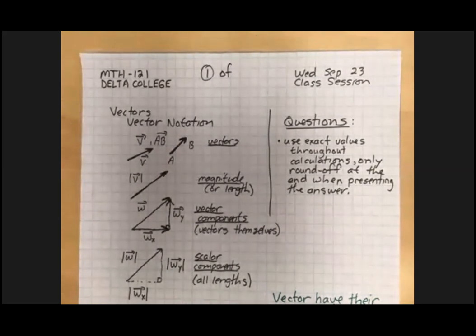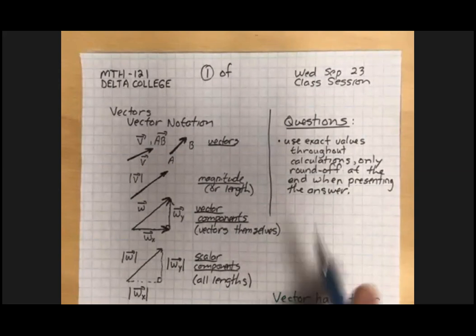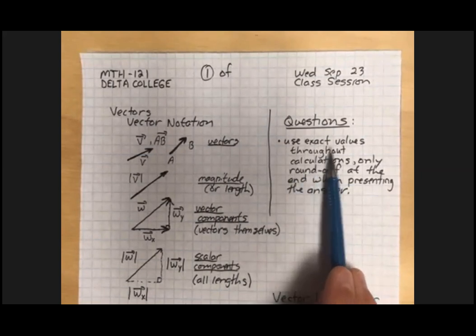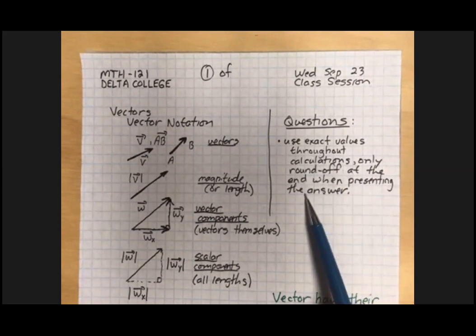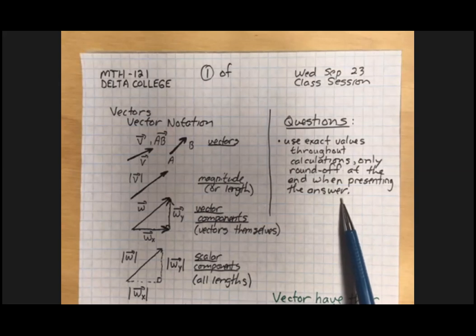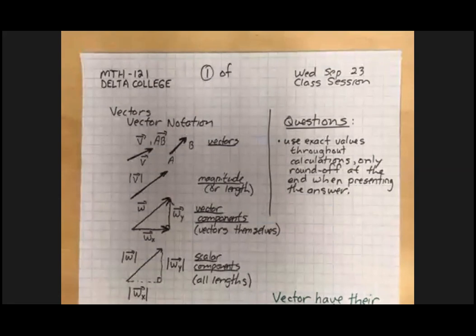But usually what happens, if you differed slightly, it means you rounded off too early. You rounded off in an intermediate step instead of the final step. So just a suggestion, use the exact values throughout your calculations. Only round off at the very end when you're presenting an answer. And so I'm going to illustrate that with the first example I do today.